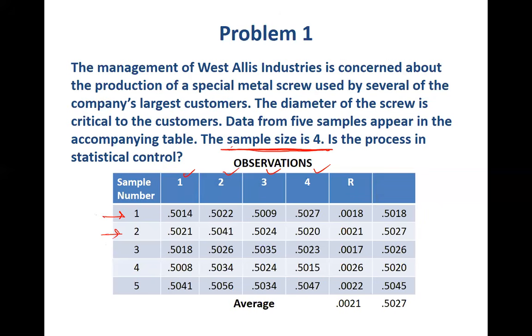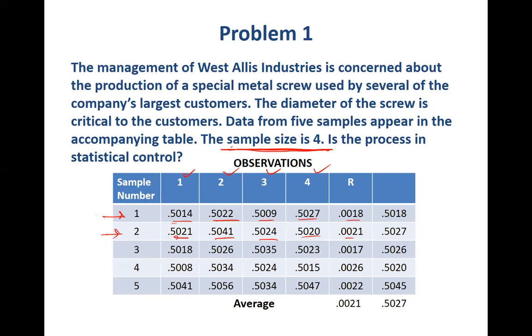But every time when we go and collect this data from this production shop floor, we are collecting 4 values or 4 screws from the output. And for each of them, we are measuring what the diameter was. So these are the diameters from the first sample, diameters from the second sample, and so on and so forth. And what we have to understand, or answer in this question, is whether the process is in statistical control or not. Okay. Now we follow the steps that we just saw.